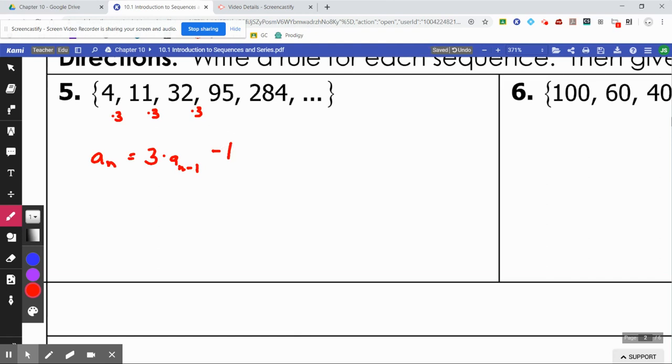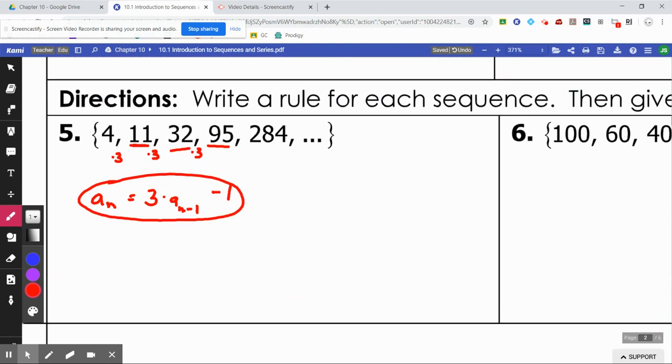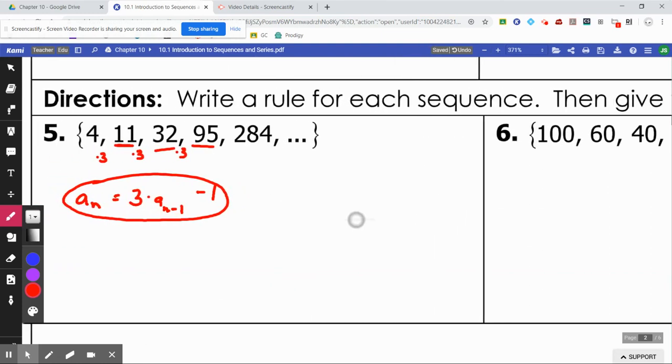And you can check that here. 11 times 3 is 33. Take 1 from it, gives you 32. 32 times 3 is 96. Take 1 from it, gives you 95. So that does check out. Now the next, I believe it says give the next 3 terms in the sequence.